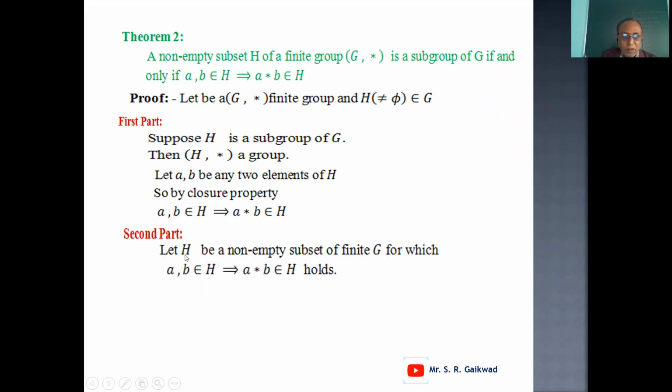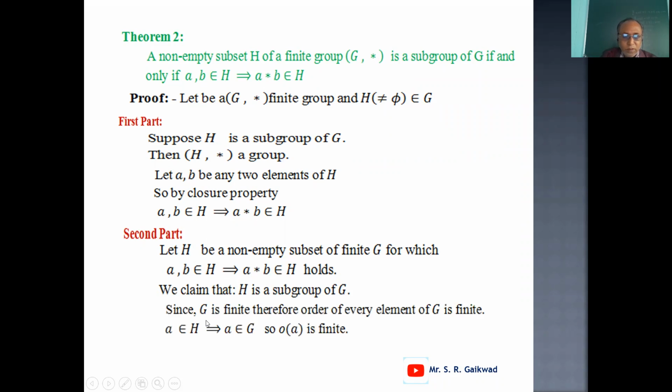Second part. Let H be a non-empty subset of finite group G, for which a, b belongs to H implies a star b belongs to H. This condition holds. Then we have to prove H is a subgroup of G. Claim: H is a subgroup of G. Since G is finite, the order of every element of G is finite. Let a belong to H, which implies a belongs to G, so the order of a is finite. Suppose the order of a equals n. It means a raised to n equals the identity element, where n is the least positive integer.